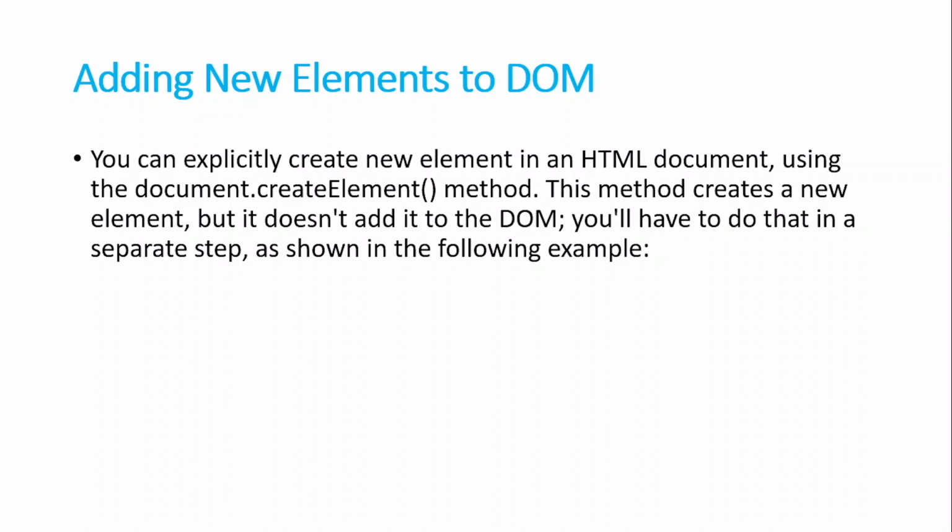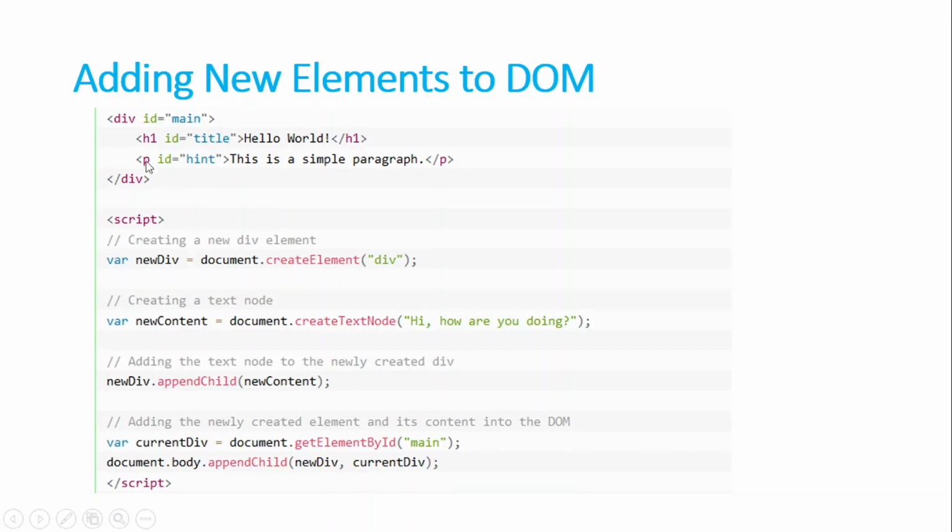You can explicitly create a new element in an HTML document using the document.createElement method. This method creates a new element but it doesn't add it to the DOM. You'll have to do that in a separate step, as shown in the following example. You can see we have this div with the ID main. We also have this h1 with the ID title and a paragraph with the ID hint.